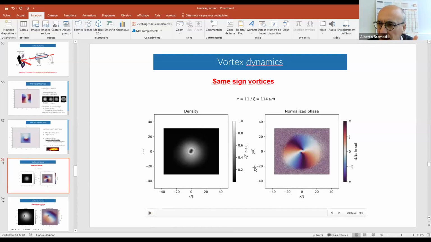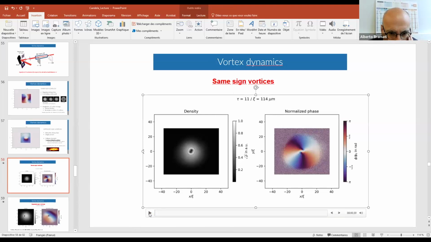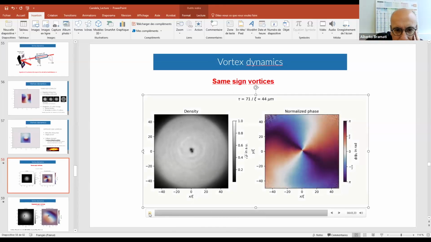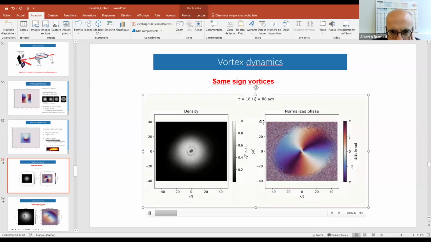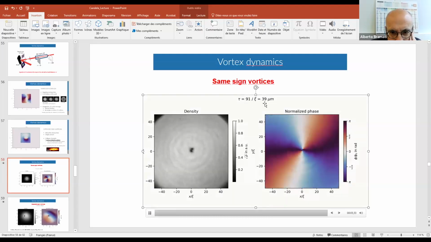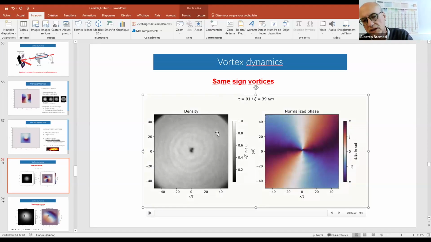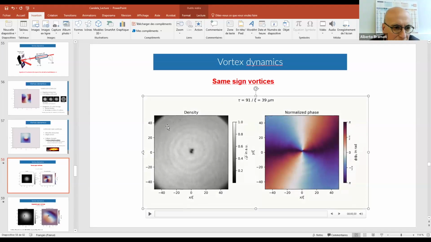Okay, so this is not a simulation. This is a real experiment treated in real time. So this is our experimental data. We can see here the injection of two vortices with the same sign. We can see that they co-rotate one over the other. They start in a certain position and they co-rotate.